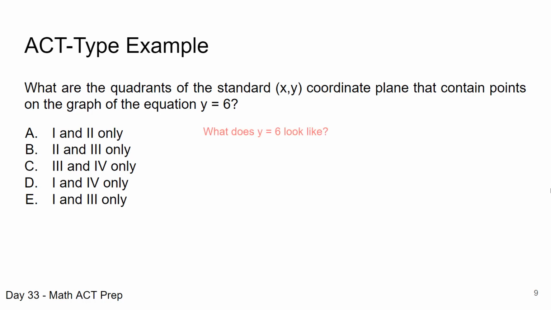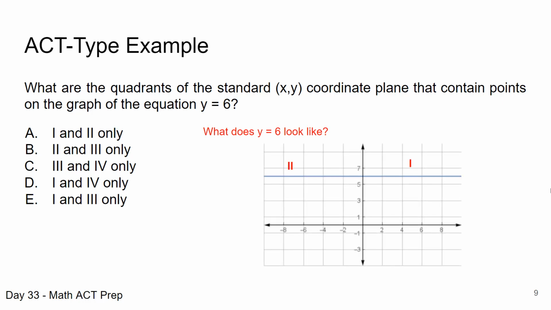So what we need to first look at is, what does y equals 6 look like? And we know that that is a horizontal line that crosses the y-axis at y equals 6. And we can see from the line in blue that's where we have graphed this line. And that occurs in quadrants 1 and 2. Remember, we begin with labeling 1 in the upper right-hand corner, and we go around following with 2, 3, and 4 in a counterclockwise direction. So that gives us answer choice A, quadrants 1 and 2 only.